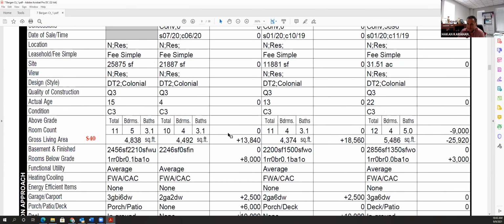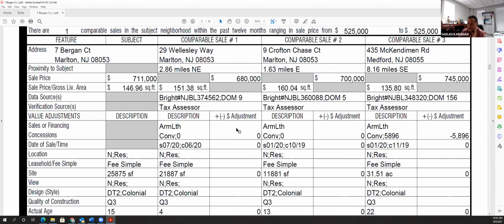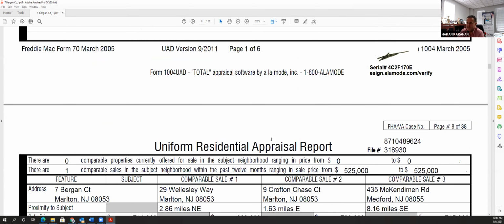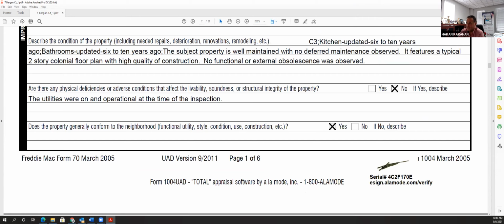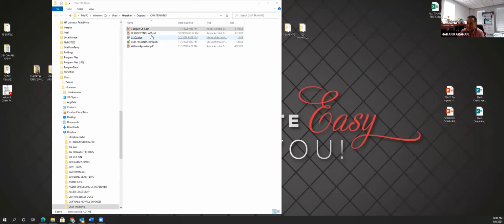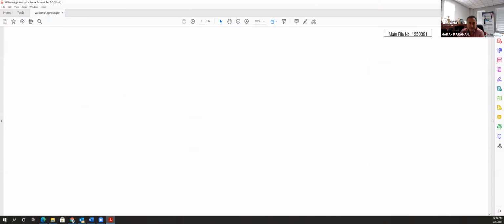Do you see how the comp or the CMA that I use is very similar to what appraisers use? So you can use the same thing. You're welcome to use it. I believe that's already on your portal. Now we are going to look at another one real quick. Let me share that with you.